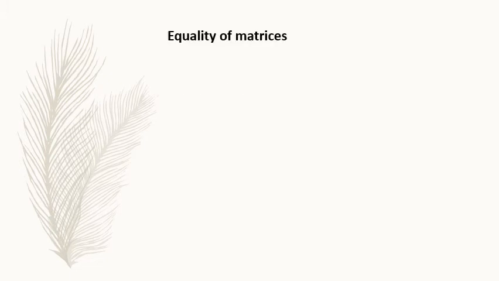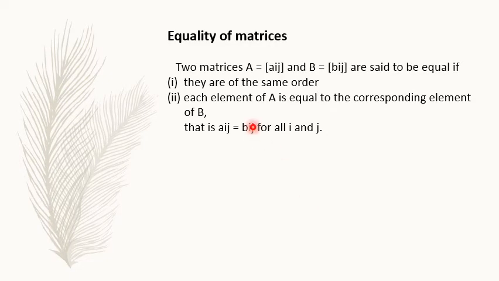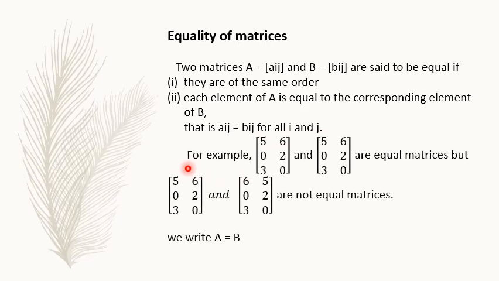Now, equality of matrices. Two matrices A and B are said to be equal if they are of the same order, and one more condition is there. That's very important. Each element of A is equal to the corresponding element of B. That is, Aij equal to Bij for all i and j. Here, these two matrices are equal.